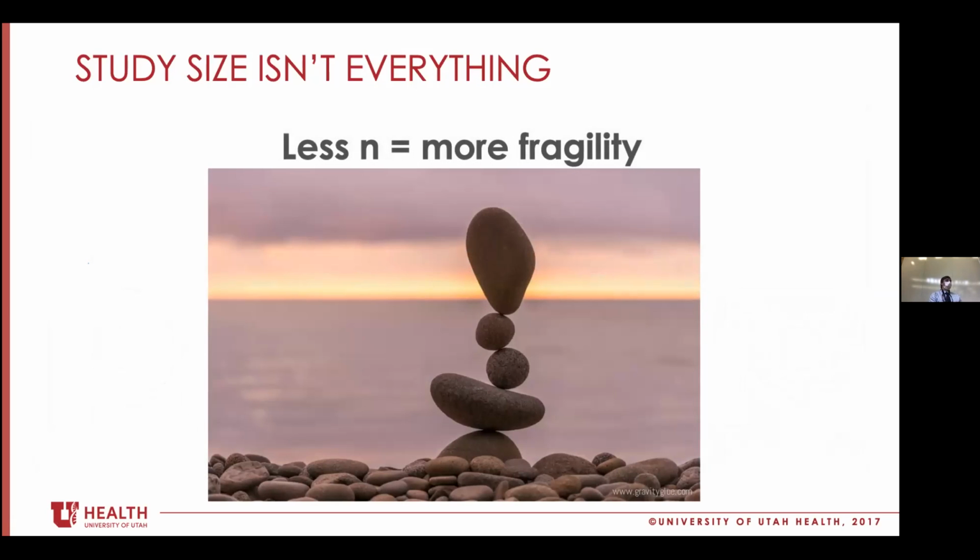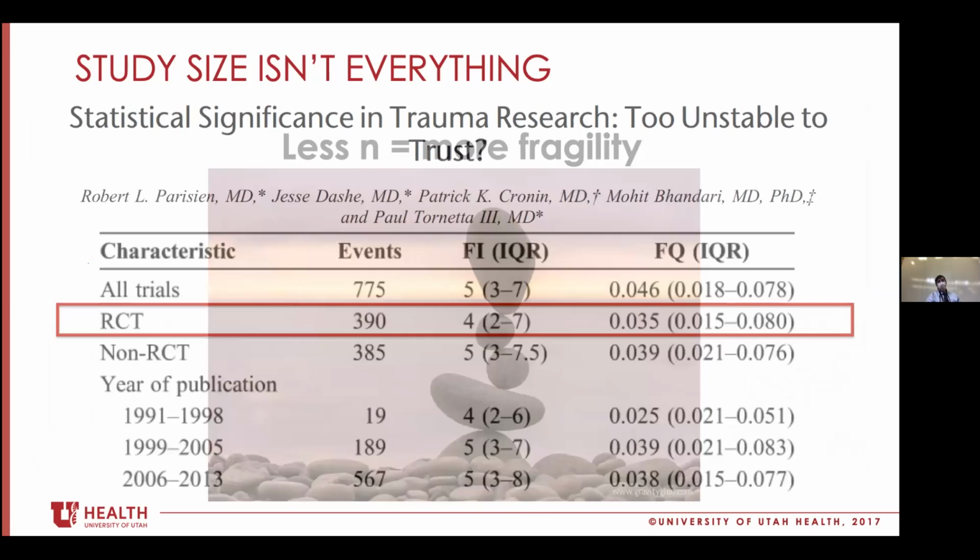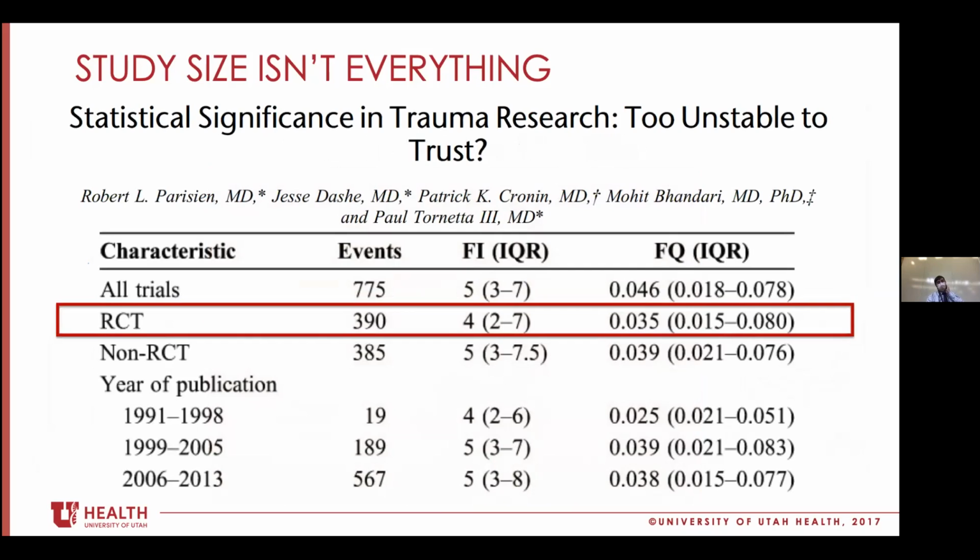Less N, or a smaller cohort, typically means more fragility or less robustness to your study, however you want to describe it. And this point is driven home by this 2019 Journal of Orthopaedic Trauma publication, where they reviewed the fragility index of fracture-related publications from the Journal of Bone and Joint Surgery and the Journal of Orthopaedic Trauma over a 22-year study period. And what you can see squared in the slide here is that in all of the RCTs that were fracture-related, in those two, which we would call the preeminent journals for the most part for orthopedic traumatologists, the fragility index was 4.